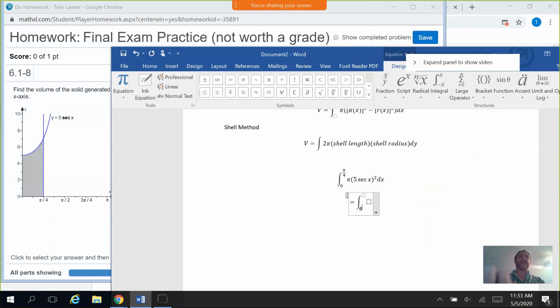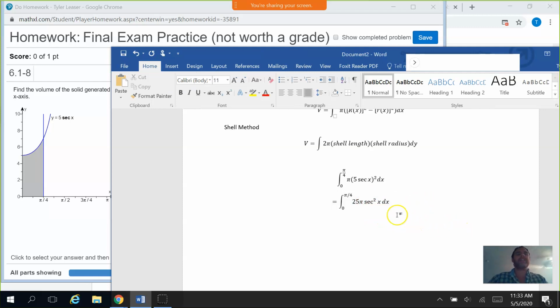So just to clean it up, you could take that pi out of there. You could also take the 5 squared out. I'll just leave it in there. So it's a 25 pi and then secant squared x. Secant squared is one of those nice ones that you should just be comfortable with at this point.